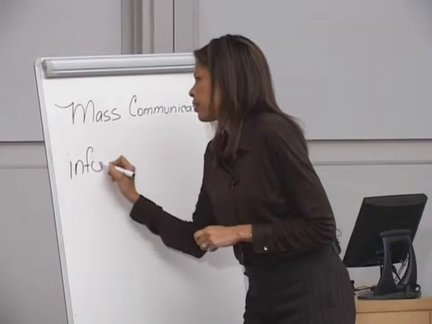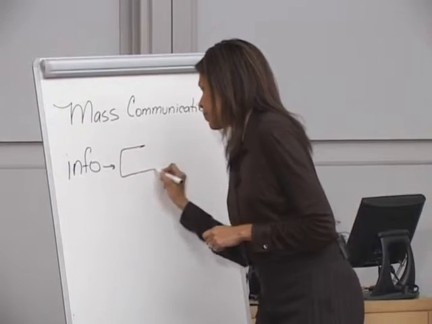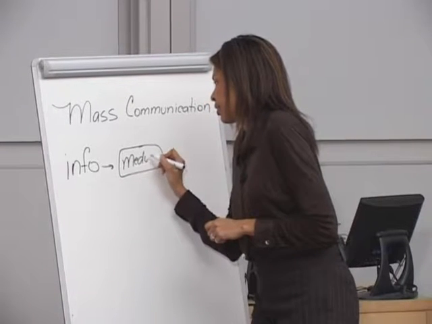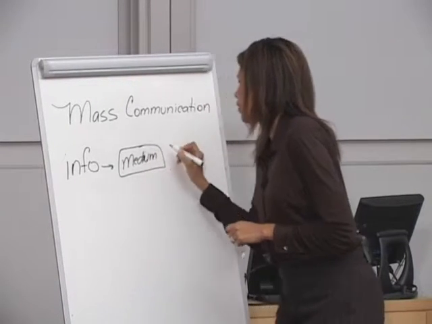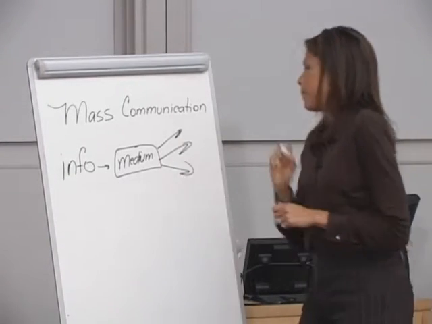Now, I want you to remember that when you say mass communications, we mean communication from one person or group of people through a medium, which is some communication device, to many different people at once. So there are many people who are the receivers of the information. All right, so let me just get that on the board. So information through a medium to many.